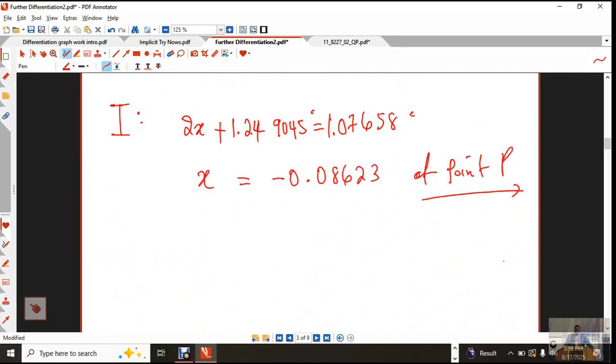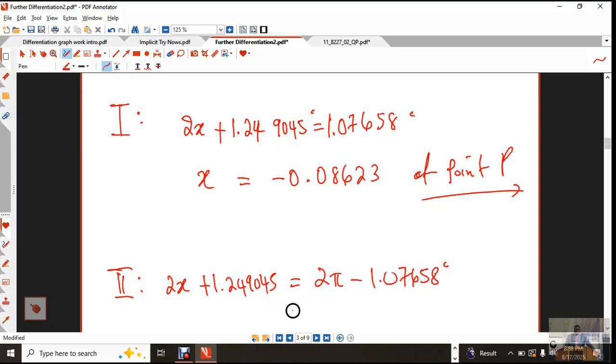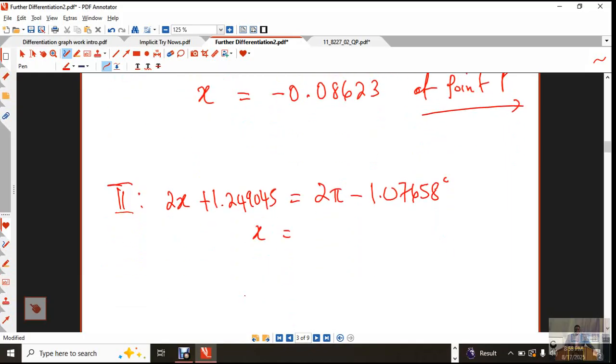And then if you look at your fourth quadrant, you have 2x plus 1.249045 and so on. In the fourth quadrant, it's going to be 2 pi radians minus 1.07658 radians. Of course, what you're going to do is find the difference of that, and then subtract 1.24 from all of that. That gives you 1.9788 radians. And this is the x coordinate at Q.